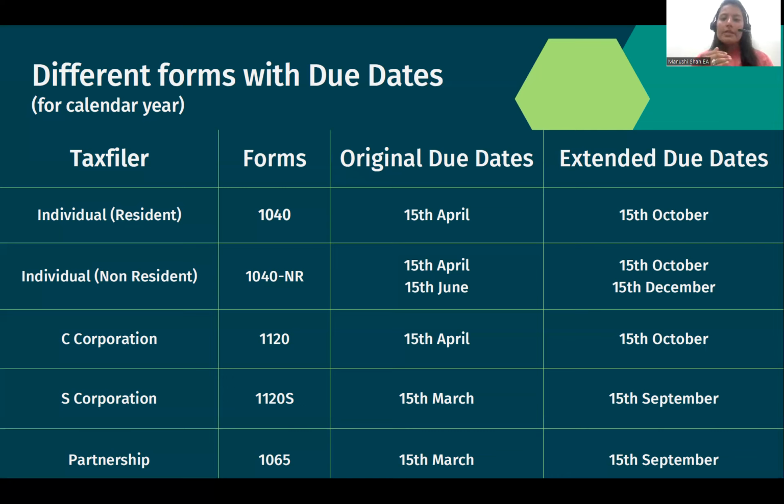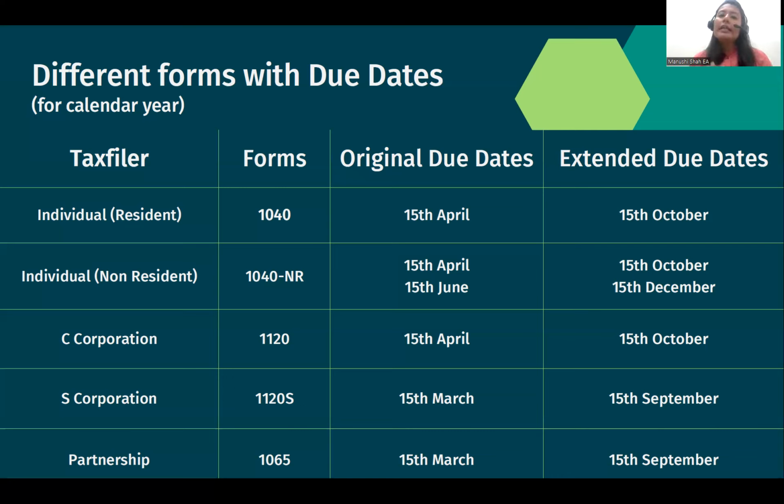Now for S corporation and partnership, both have a similar original due date, which is 15th March, right? And the extended date will be 15th September. Okay. Now C corporation is required to file their own tax return, that is 1120, right? And the due date is 15th April, right?